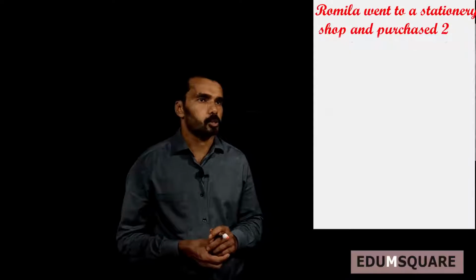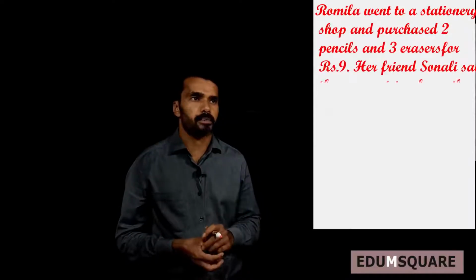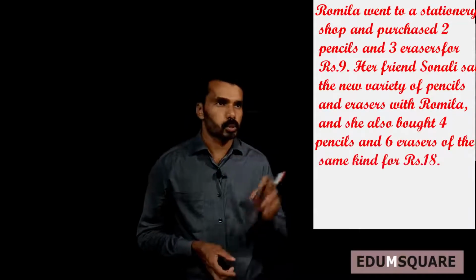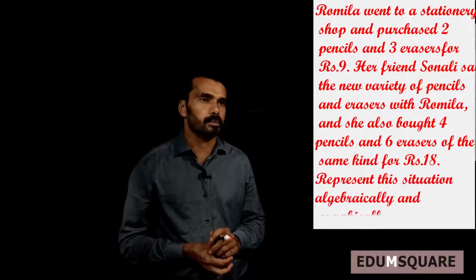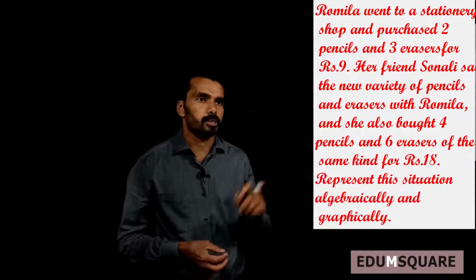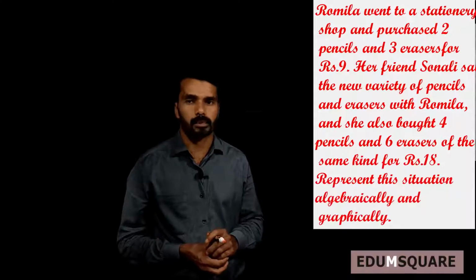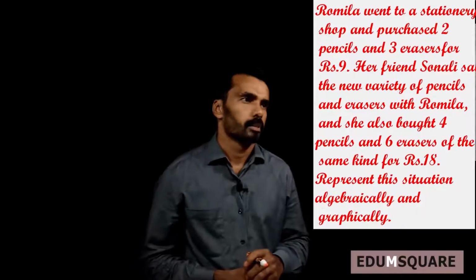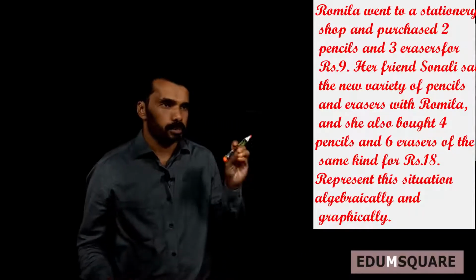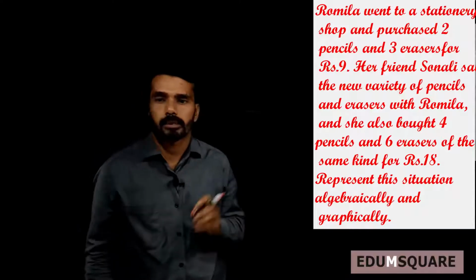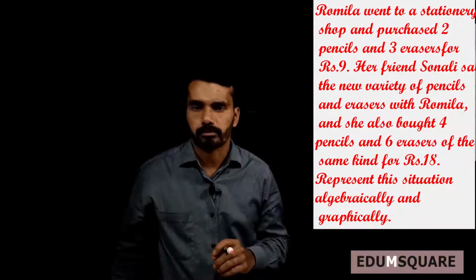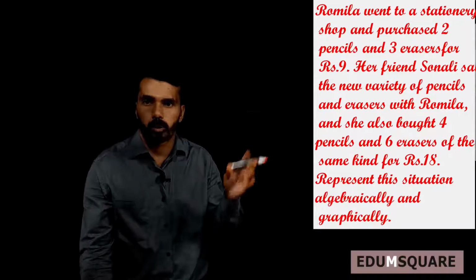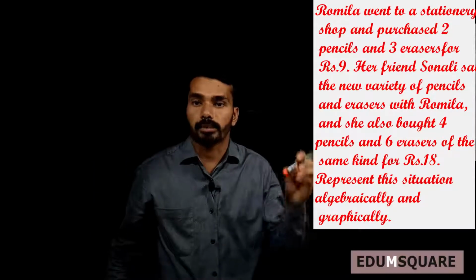Romila went to a stationery shop and purchased 2 pencils and 3 erasers for ₹9. Her friend Sonali saw the new variety of pencils and erasers with Romila, and she also bought 4 pencils and 6 erasers of the same for ₹18. Represent these situations algebraically and graphically. This is the question. So here we have to represent this question in both graphical and algebraical form.